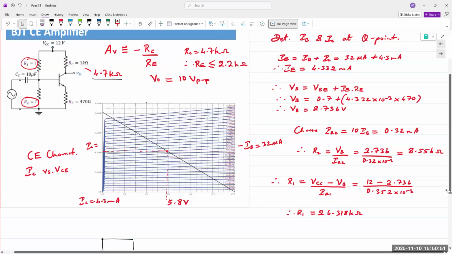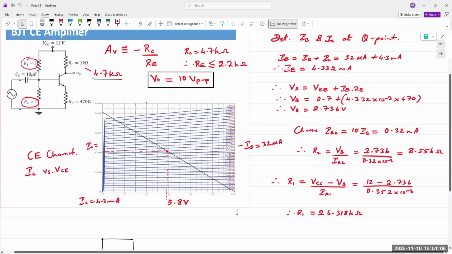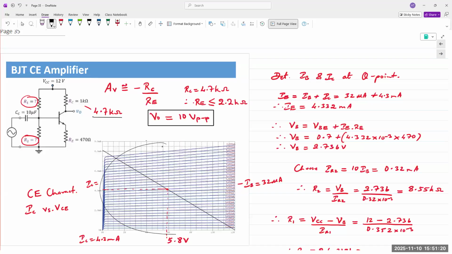Okay, V out is required to be 10 volts peak to peak. There's no mention of V in. Of course, V in will depend on the gain of your amplifier, gain of your system. Okay, so this is known as the load line analysis of the CE amplifier design. So the first thing we do is we obtain the output characteristics. Then you're going to plot the load line.